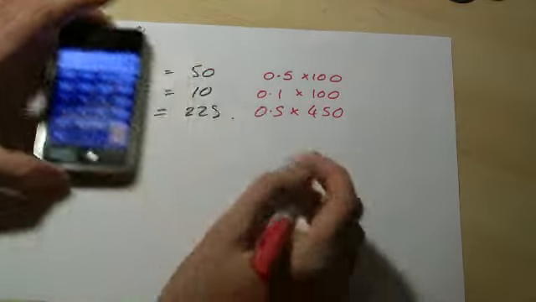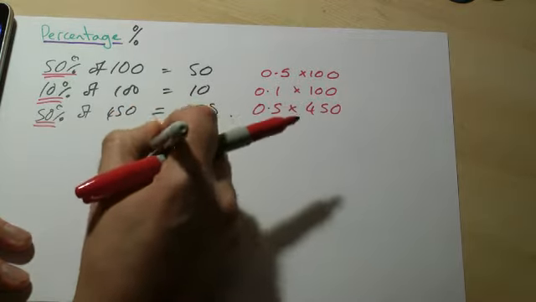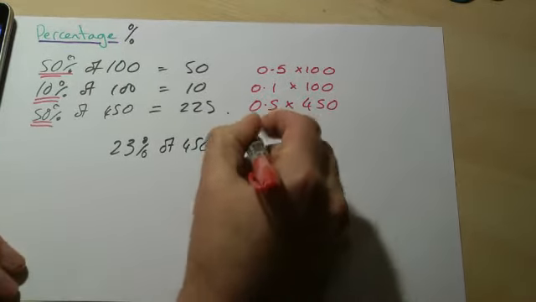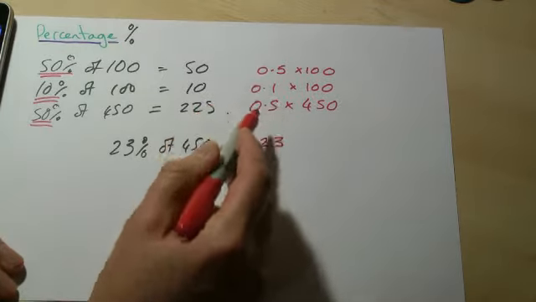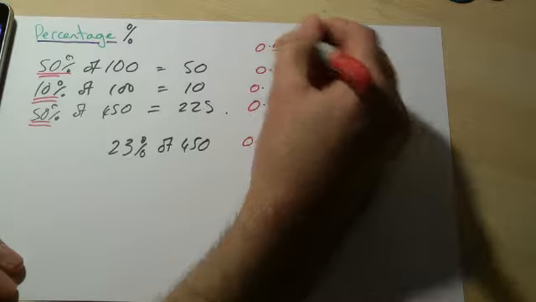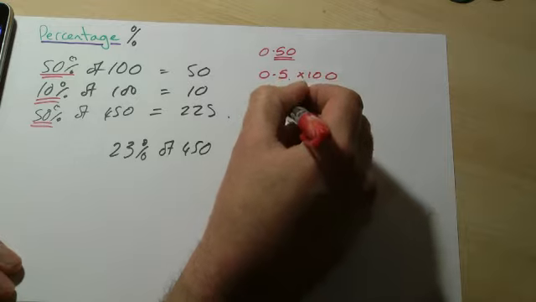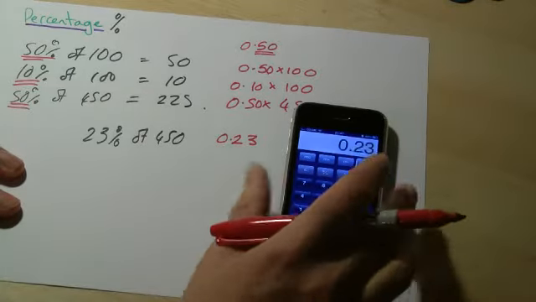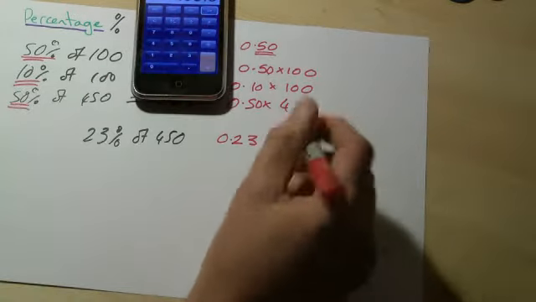Okay, what about if we have a bit of a more awkward percentage? And what if we said 23% of 450? Well, again, we just convert it to a decimal, except this time we've got 0.23. Okay, if you look back at these ones, of course I could have written that as 0.50. I've just used two decimal places. It's just I haven't bothered to show it here. It's still there. Okay, so 50% is the same as 0.5. So let's just work it out. Let's see if it does work. So 0.23 times 450 equals 103.5.